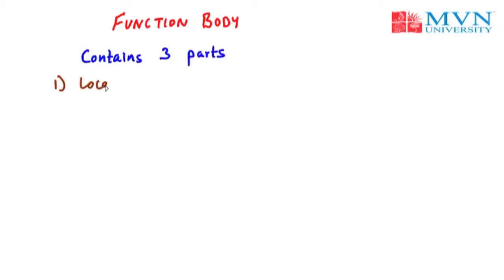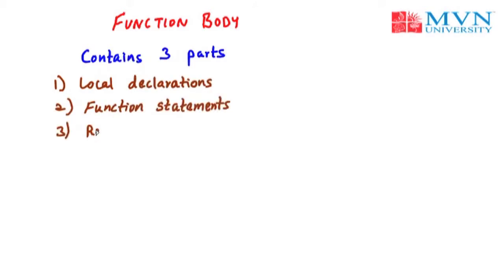Now the second part is function body. The function body contains the declarations and the statements necessary for performing the required task. The body is enclosed in braces, and it contains three parts: local declarations, function statements, and the third is return statement.